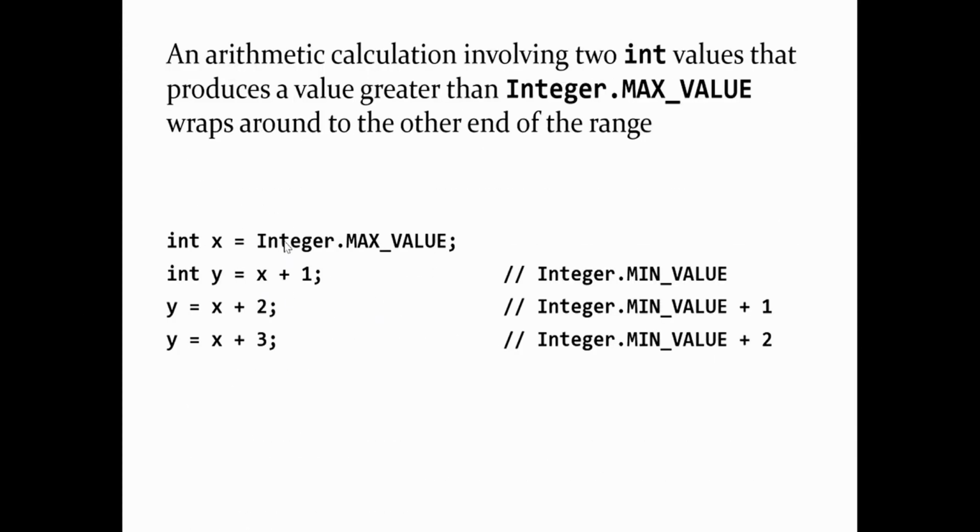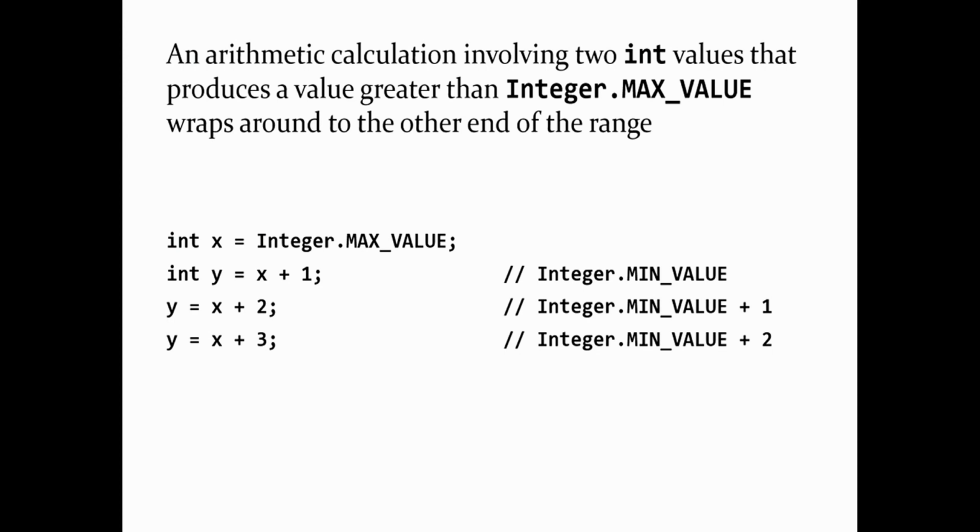Now what happens if I start out at the largest value and then add 2? You wrap around and you end up at the smallest value and then you add 1, so you end up at integer min value plus 1. If I start here and add 3, wrap around and then add 2, you end up at integer min value plus 2. So addition of a positive value always goes right, and then you wrap around again if you fall off the end.